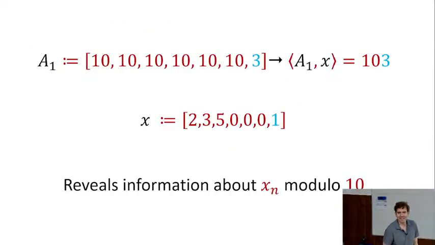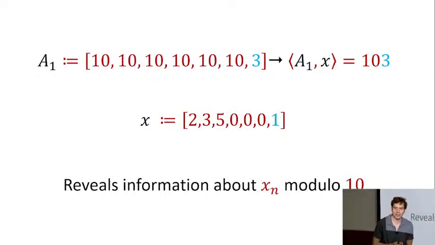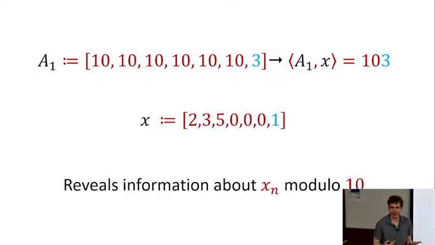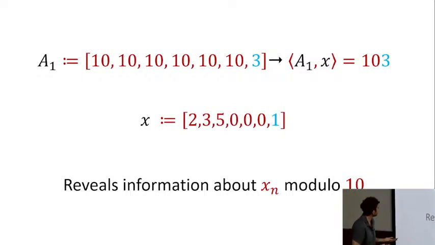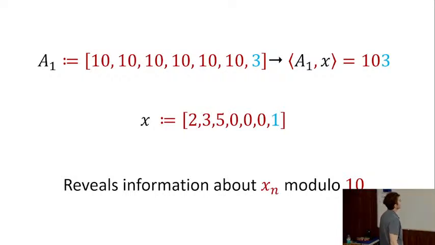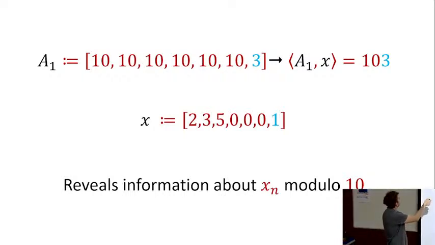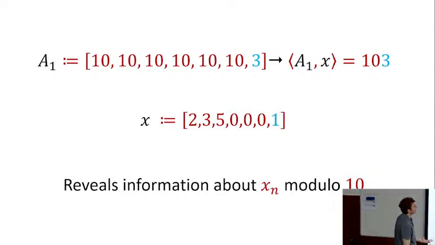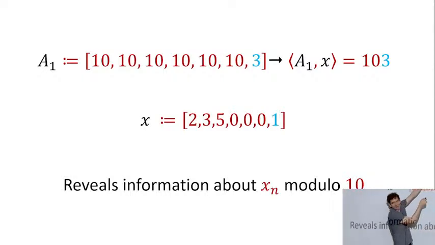But we're not done yet. There are other ways that a coordinate can be significant that are a little bit unique to this discrete setting that we're looking at in the streaming model. Let's look at the following. Suppose a row of A looks like this: 10, 10, 10, 10, 10, 10, 3. And I apply it to this vector x: 2, 3, 5, 0, 0, 1. Then when I take the dot product, I get 103. But actually, this entirely reveals what this last coordinate is.